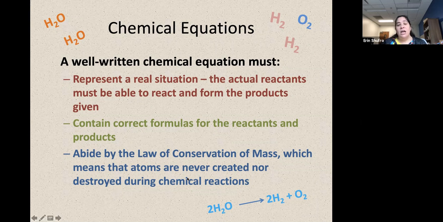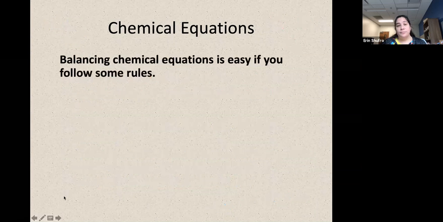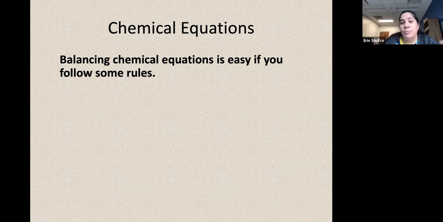And then finally, you have to abide by the law of conservation of mass, which means that the atoms cannot be created or destroyed during a chemical reaction. Okay. So again, a well-written chemical equation has to be real, right? It has to have the correct formulas, and you must have the same amounts on both sides. Okay. So how do we balance our chemical equation following those principles?